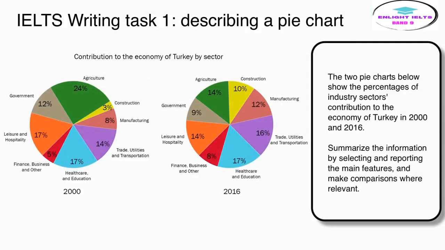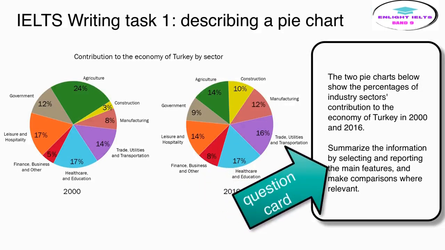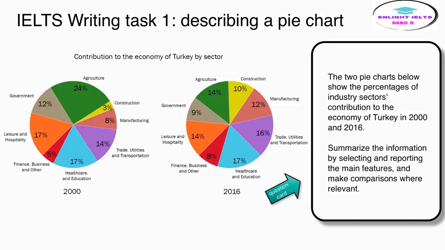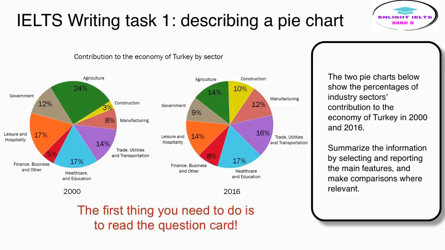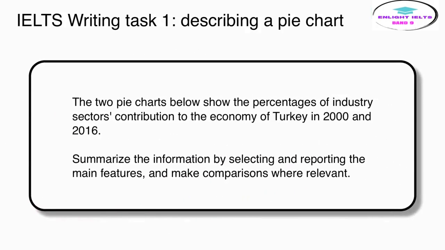So, this is an IELTS Writing Task 1 sample. You have a pie chart to describe, and you have a question card with some important information about your chart. The first thing you need to do is to read the question card. Let's do it together. The two charts below show the percentages of industry sector's contribution to the economy of Turkey in 2000 and 2016. Summarize the information by selecting and reporting the main features and make comparisons where relevant.